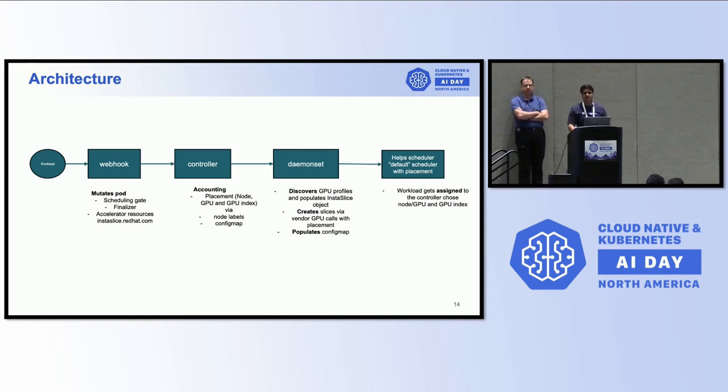Now let's take a deep dive of the InstaSlice operator and understand the components. The InstaSlice operator consists of a webhook, controller, and daemon set. Webhook mutates the pods to add a finalizer for graceful workload termination and mutates GPU resources to be owned by InstaSlice. Controller provides accounting and placement intent. And daemon set realizes the intent provided by the controller.